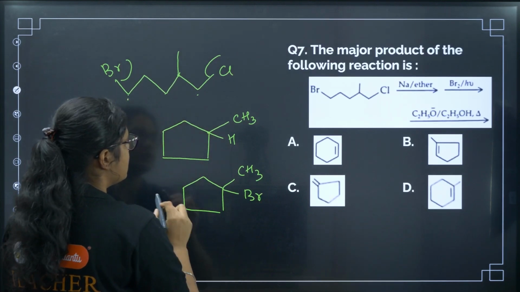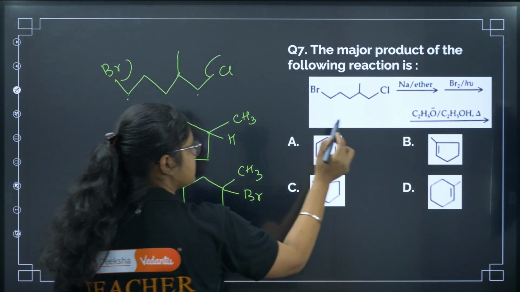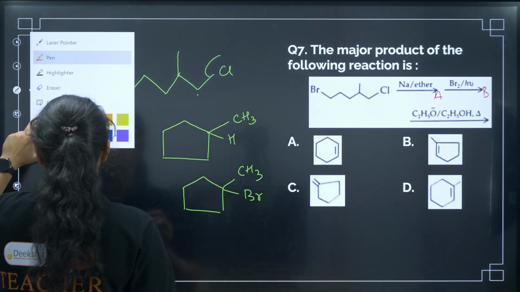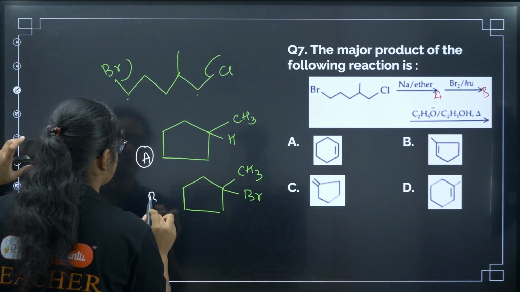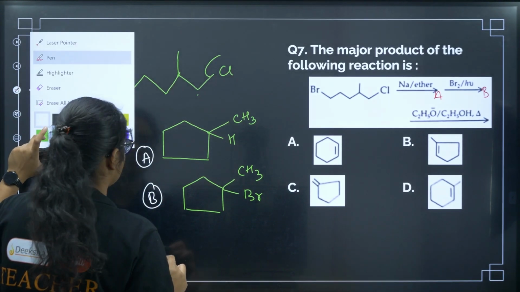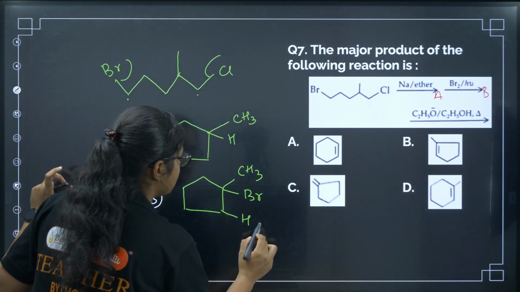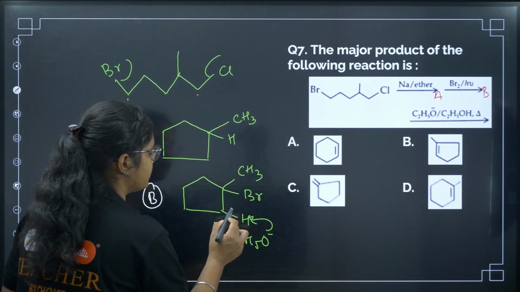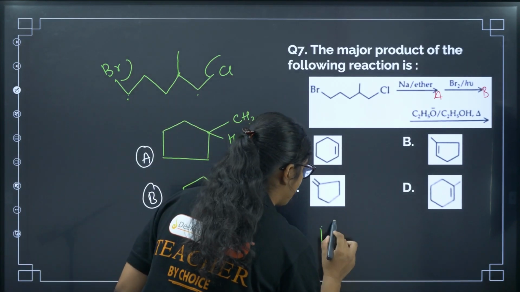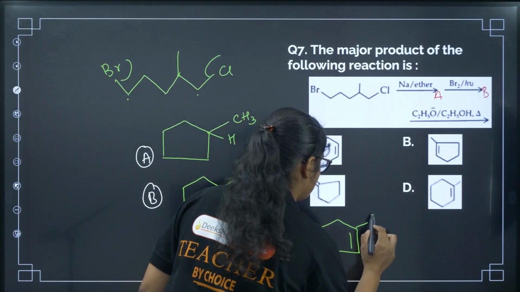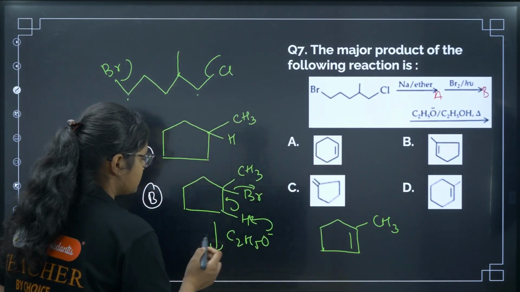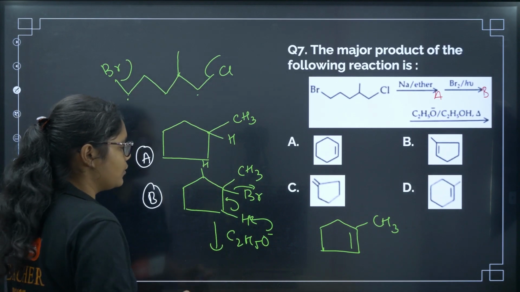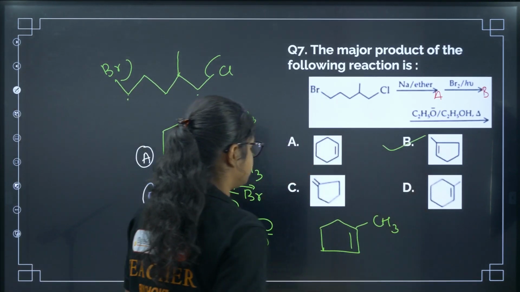Okay. So for example, if I write this is A and then this is B, and we have to find. So this is my first A, this one is A. Then this is B. Now from here, you are given C2H5O minus, right? So this can abstract this hydrogen. This one will come here and bromine will go out and we will get a substituted double bond, that is CH3. Here there is a possibility in this one also, that is the same thing. So the correct answer for this question will be option number B.